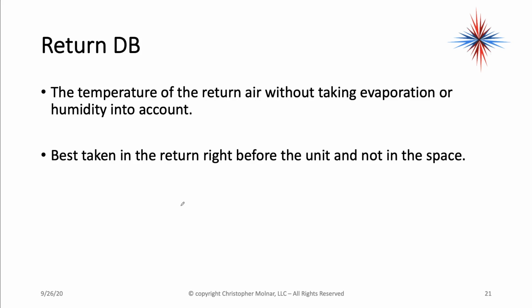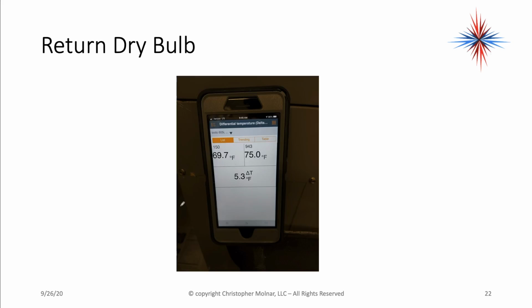Now, we're going to go take a look at the inside systems. The return dry bulb is the return air without taking evaporation or humidity into account. It's best taken in the return right before the unit, and just don't lay your thermometer in the space. So return grill, return line right as it comes into the unit. In this case, return dry bulb, 75 degrees.